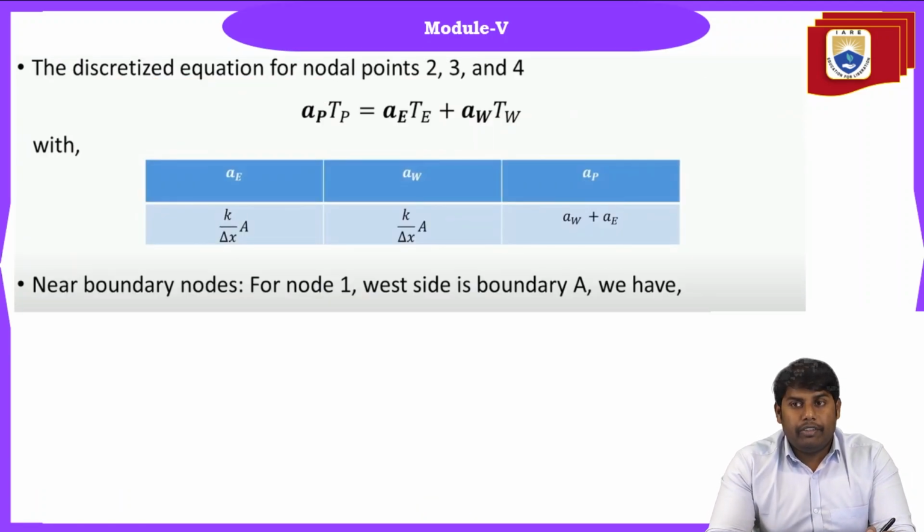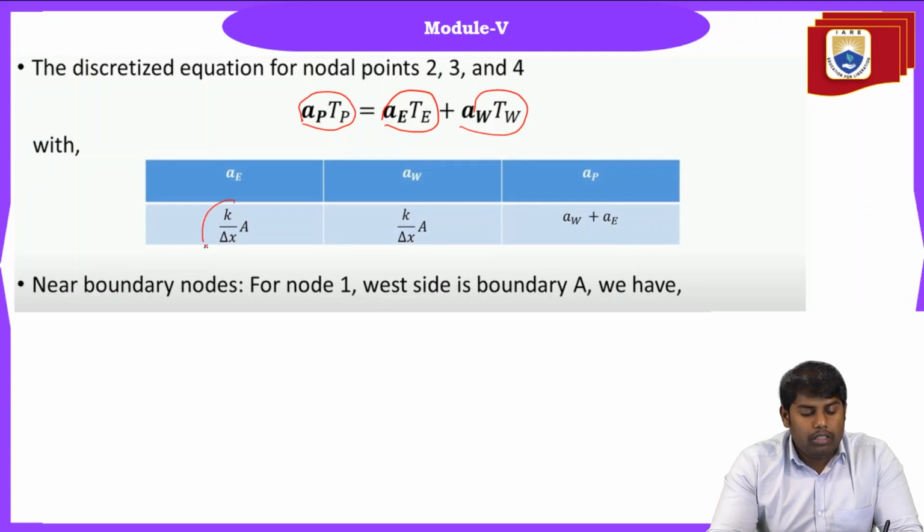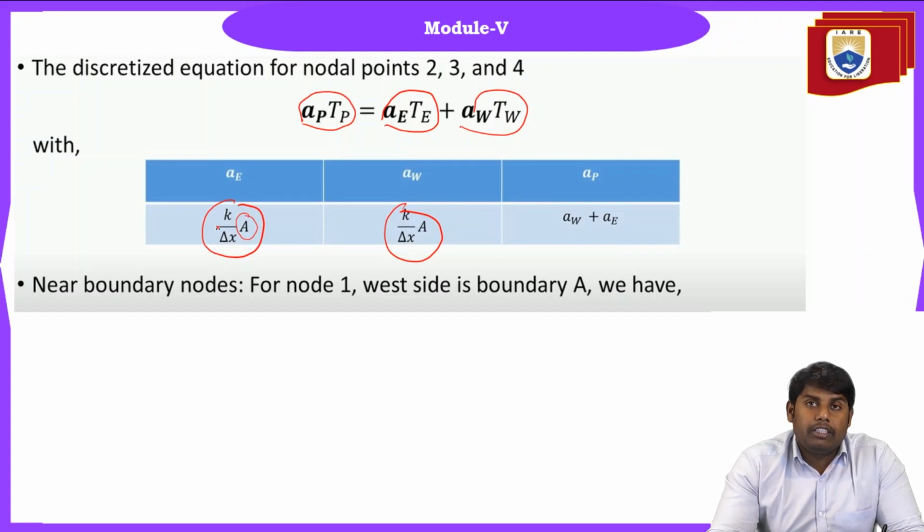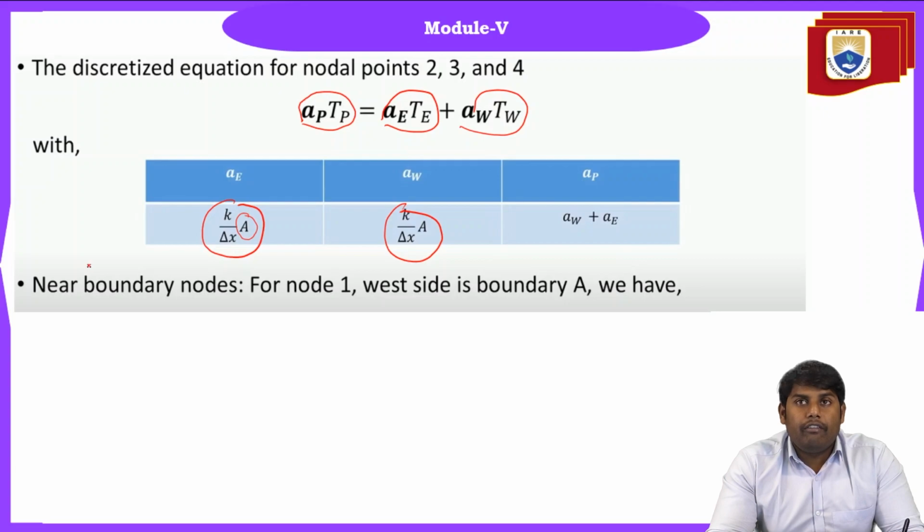So as I told you, AP TP is AE TE plus AW TW. AE is nothing but K by delta x into A, and K by delta x into A is AW. So AP is nothing but AW plus AE. Fine. So here, if the area at the west side is changing, we have this.